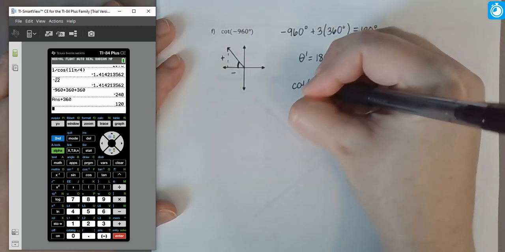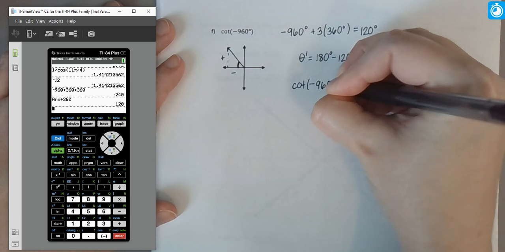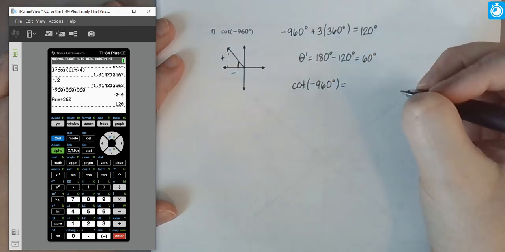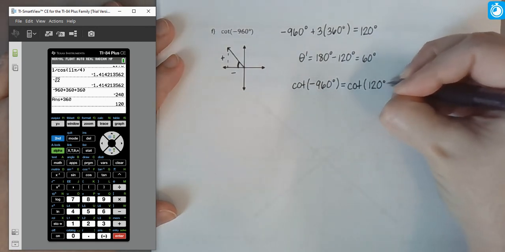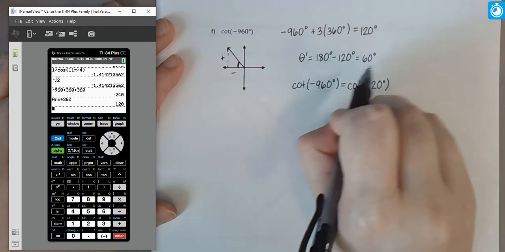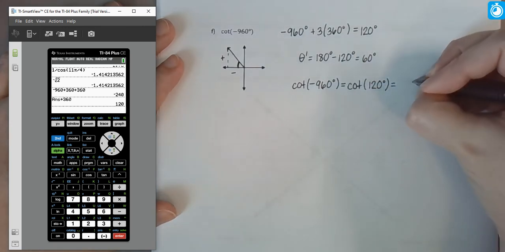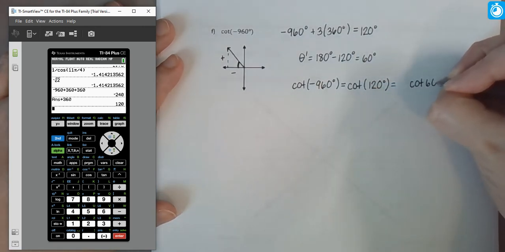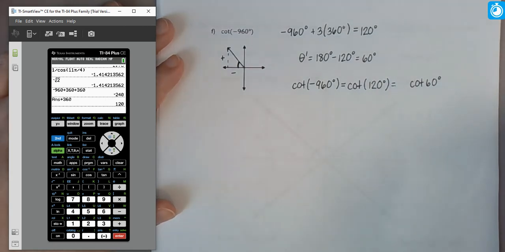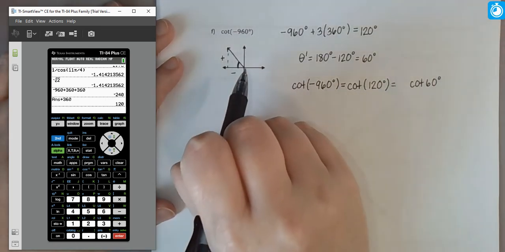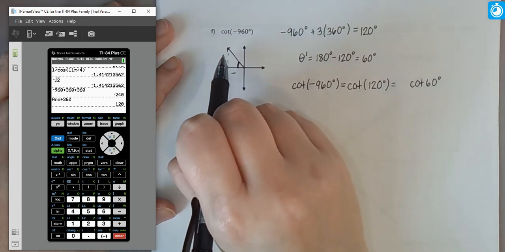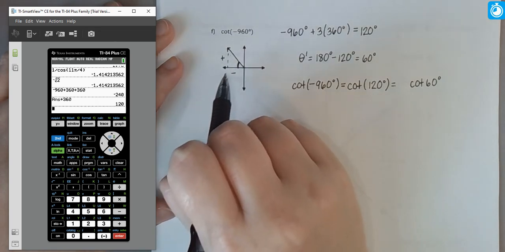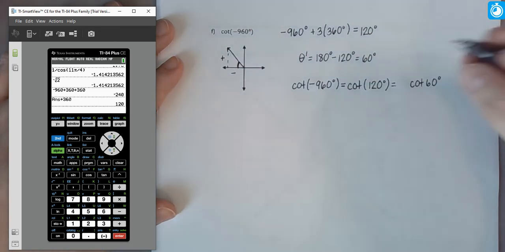So the cotangent of negative 960 degrees is going to be equal to the cotangent for 120 degrees, and they're both going to be equal to the cotangent for 60 degrees, except for that potential needed adjustment in sign. So what do we know about cotangent? Well, if tangent is opposite over adjacent, cotangent is adjacent over opposite. So negative over positive, which is going to give us a negative output. So again, we're going to adjust the sign.